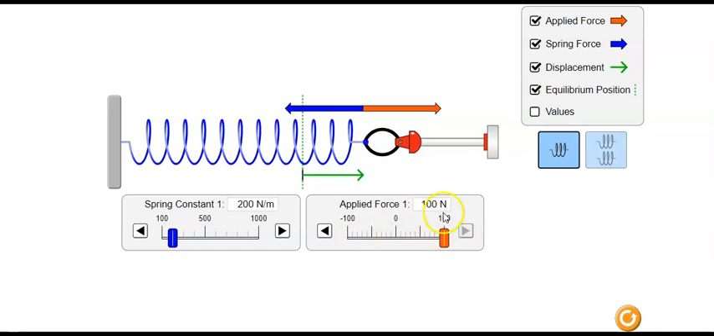This slider bar is called the applied force, and that is what I am pulling with. However, this spring constant, which is set at 200 newtons per meter, is something that needs a lot of explanation. So we're going to switch the screen to the math page, and we're going to talk about what is a spring constant and what do these values indicate.